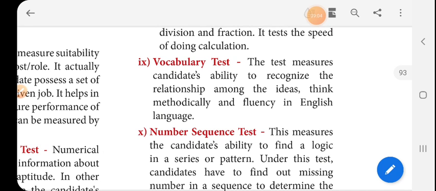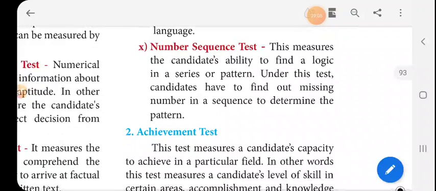The number sequence test. This measures the candidate's ability to find a logic in a series or pattern. Under this test, the candidate has to find out the missing number in a sequence to determine the pattern.